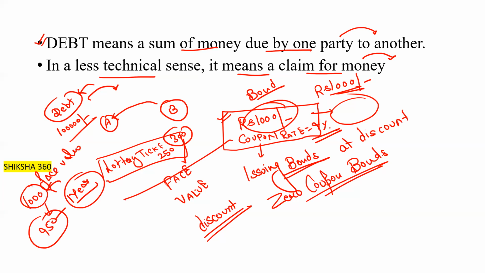It means that the bond is issued at a discount, and on maturity you will get the complete value, or we can say the face value. So this is regarding the zero coupon bond.